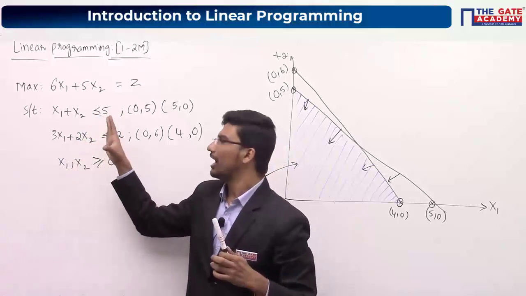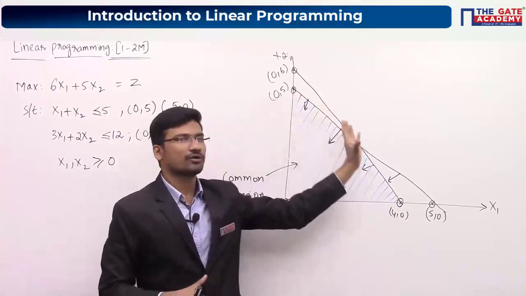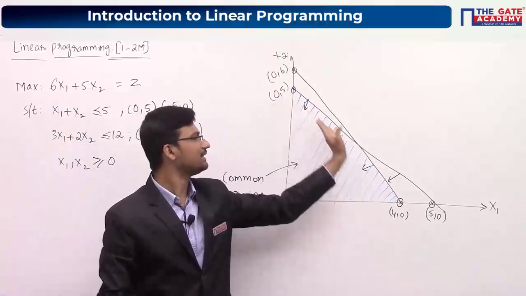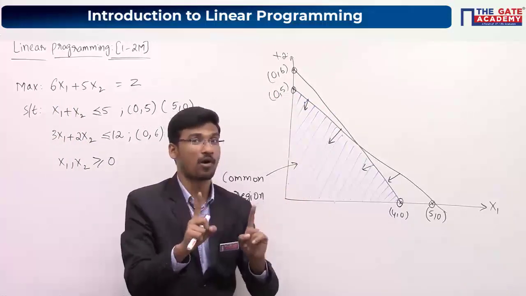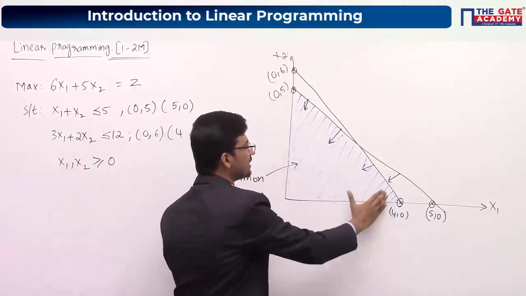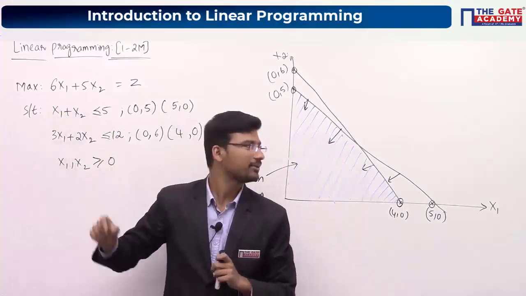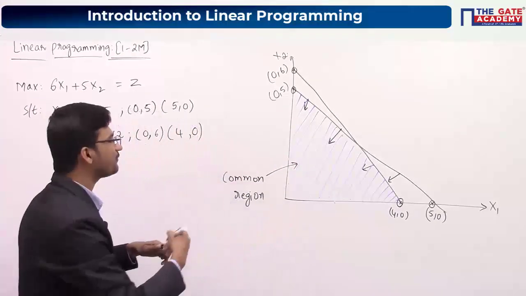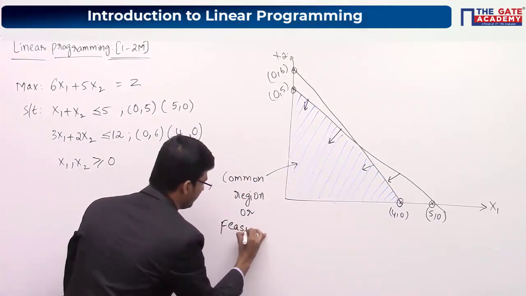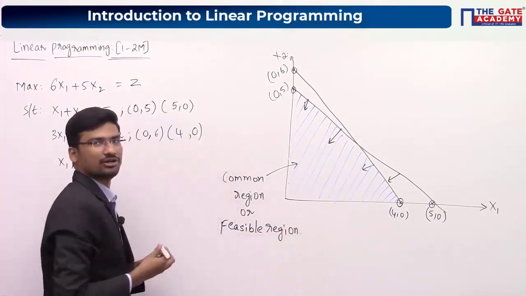Okay. So ultimately what we found? We have seen that your optimal solution or the maximum value of Z will be in this region, because that particular point should satisfy these 2 constraints. That means in this particular region, your optimal solution for this problem exists. Now we have one more name for this common region. So we call it common region or feasible region.